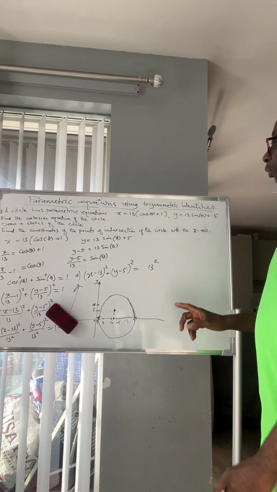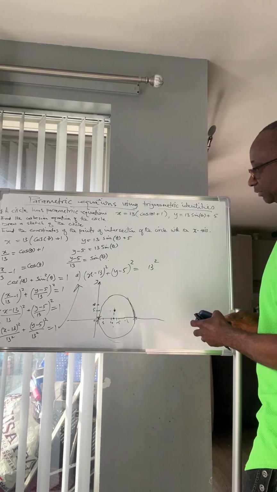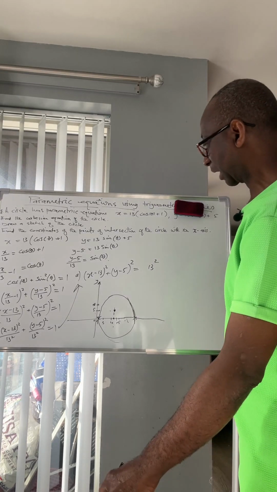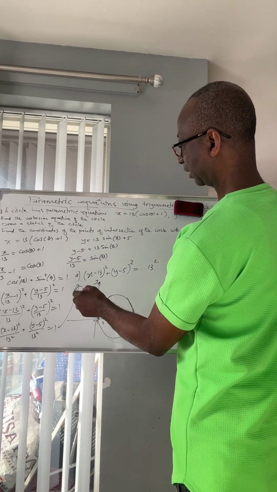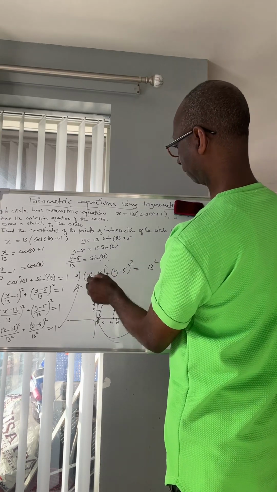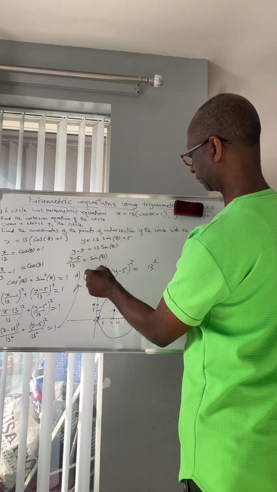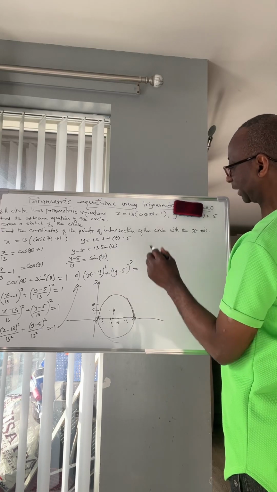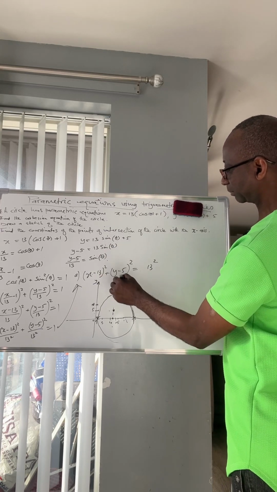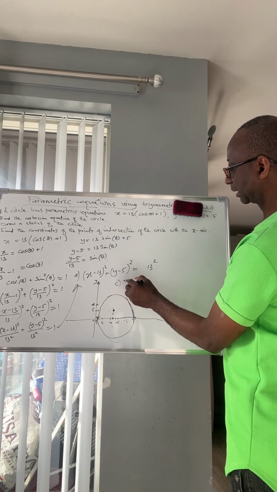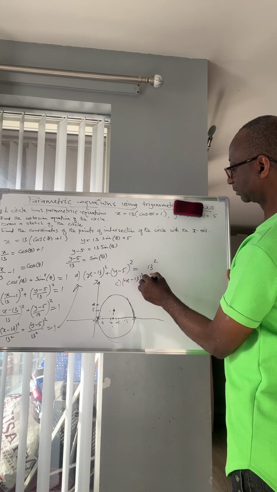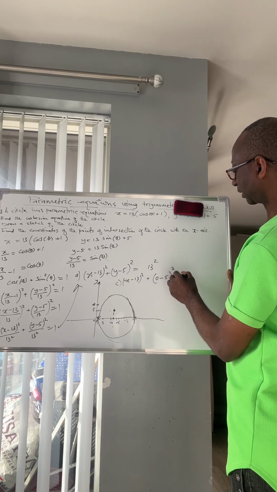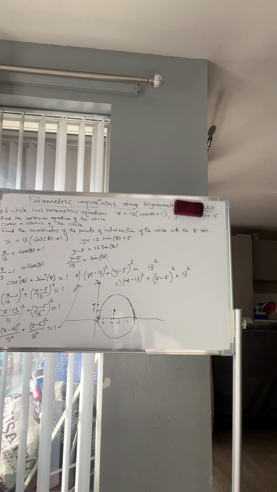So what that means, we have to go back to our equation of the circle. And then we say y is 0. And what is that equation? We have it here, part A. This equation here. If we now say y is 0, what would we get? Now we are looking at part C. You have x minus 13 all squared plus, now y is 0. 0 minus 5 all squared is 13 squared.